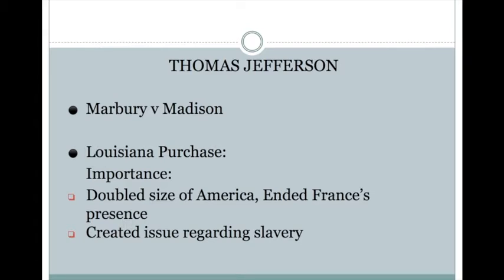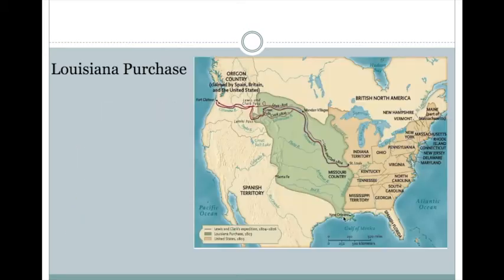Jefferson's greatest achievement was the Louisiana Purchase, which he purchased in 1803. The importance of the Louisiana Purchase was that it doubled the size of America and it ended France's presence in America. And it will also eventually create an issue regarding slavery. We'll talk about this more during the semester. But the reason it creates an issue with slavery is because the Louisiana Purchase creates more territory, and there's nothing in the Constitution that says whether that territory is going to be free territory or slave territory. So it will ultimately fuel the debate over slavery. This is the land that was purchased from Napoleon, the Louisiana Territory, which extended up to Canada and down to the Gulf of Mexico.